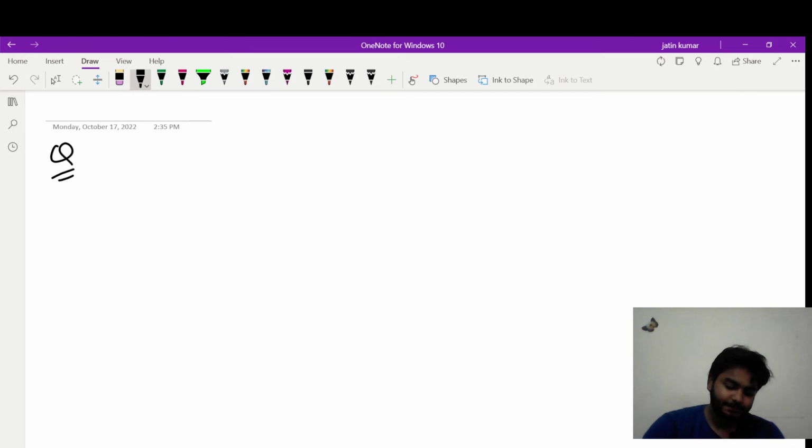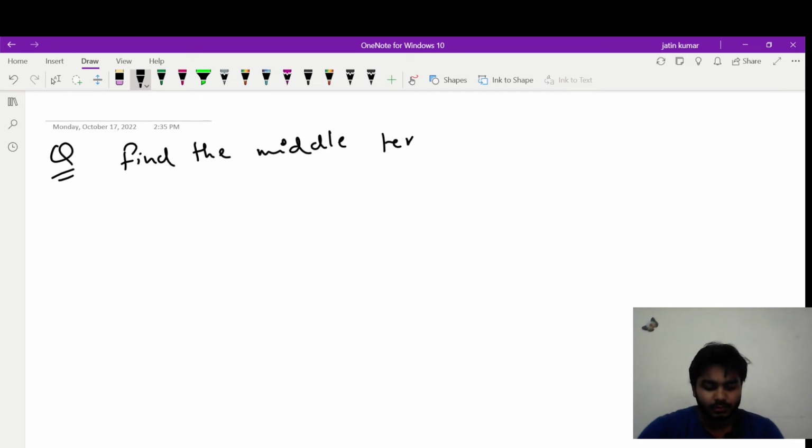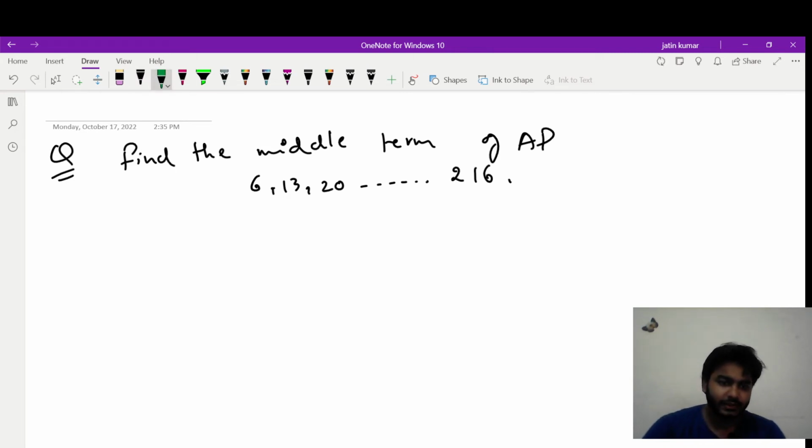The question is, find the middle term of the AP. You are given 6, 13, 20 ... till 216. Now you will first write the value of a.